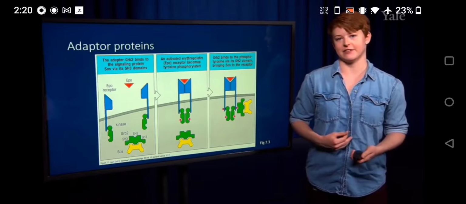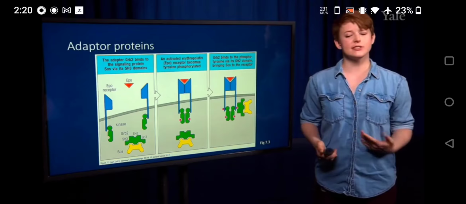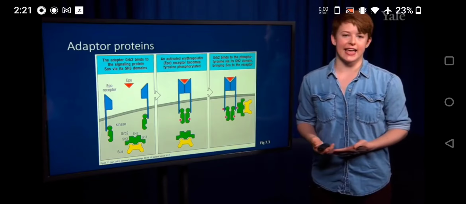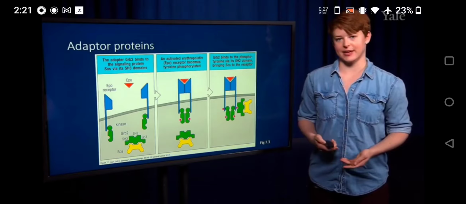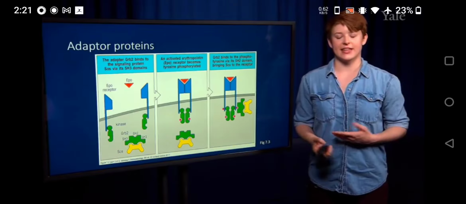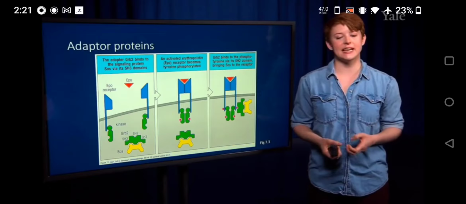So scaffolds and adapter proteins are similar, but they act in slightly different ways. The scaffold binds multiple different components so they all can act together. The adapter helps link specific things together.